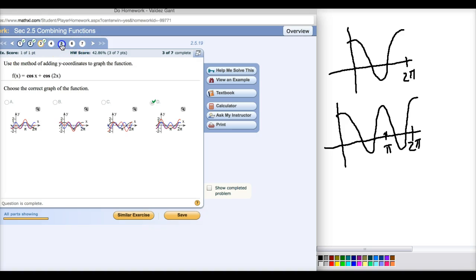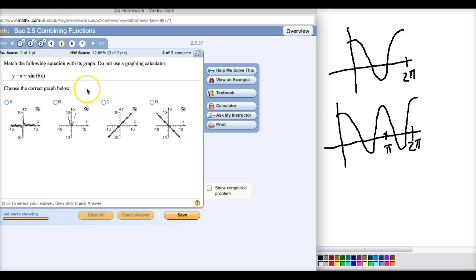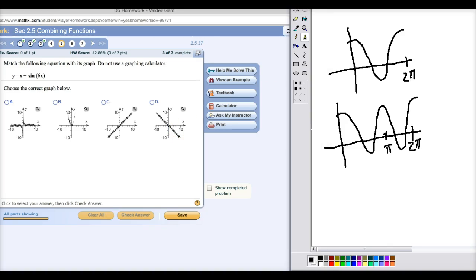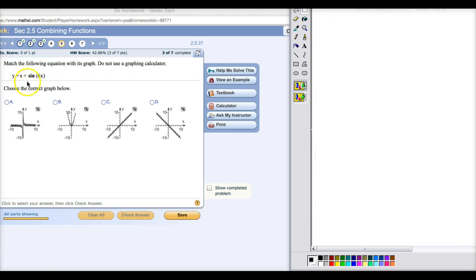Okay, let's move on to number 5. So for number 5, we see that we have the function y equals x plus sine of 6x. So I'm going to erase this right quick and then we'll discuss this quickly. So here we have a function that is comprised of a line with a positive slope.